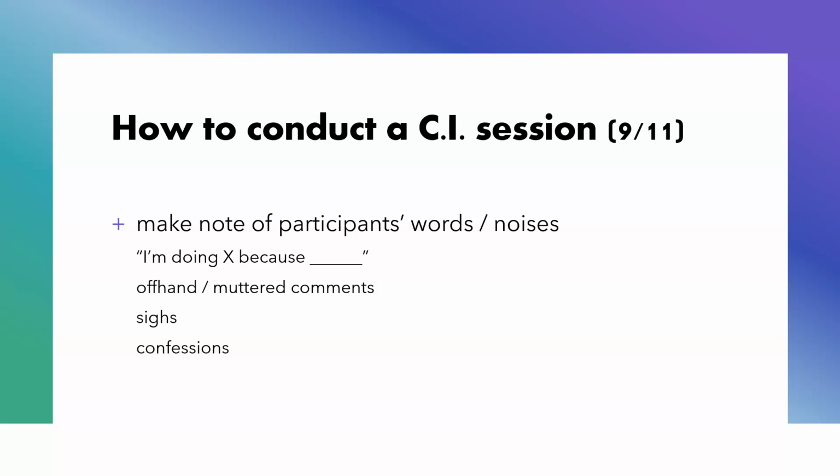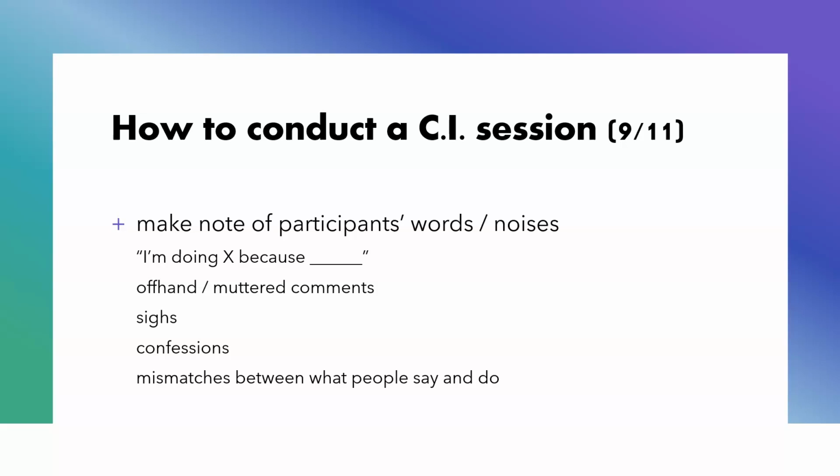No. Confessions. Ooh. When you talk about confessions, sometimes people will be telling you, well, I'm supposed to do this, but I don't like it. Instead, I do this other thing. This is the official way to do it, but what we actually do is blank. That's important to know.